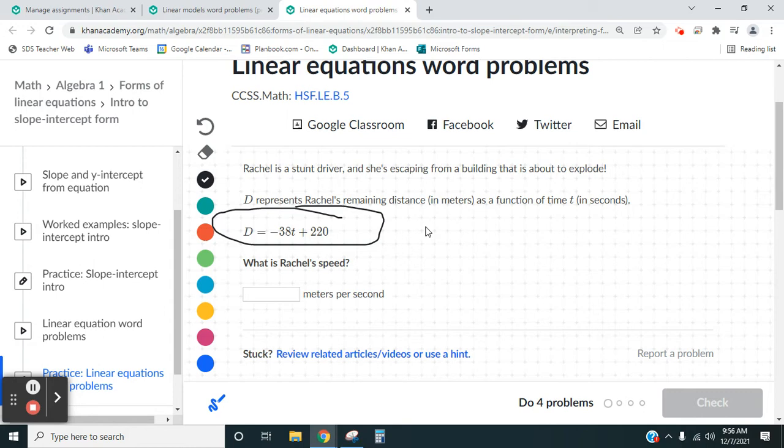She's escaping from a building that's about to explode. We got to get out of the building. Rachel's distance remaining as a function of time is represented in this equation. All right, so she has 220 meters left to go. How do I know that? Right, what's this? That's the y-intercept, right? A y-intercept, if it were a graph, it would look like this right here, starting at 220. And then why is this number negative? Why is the slope negative?